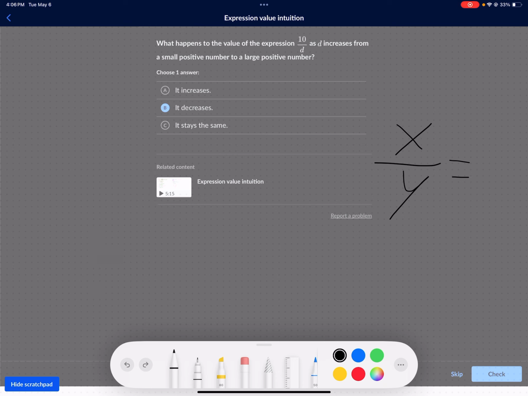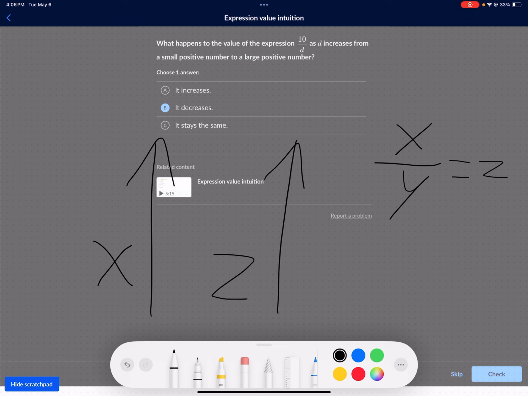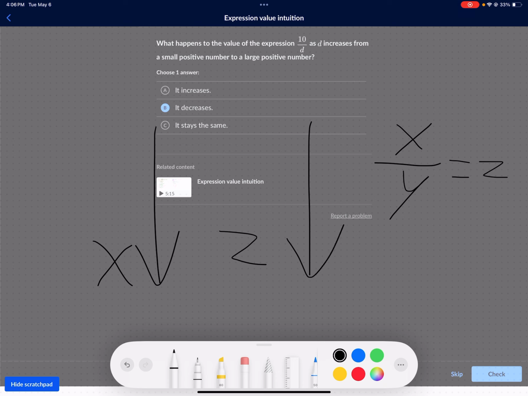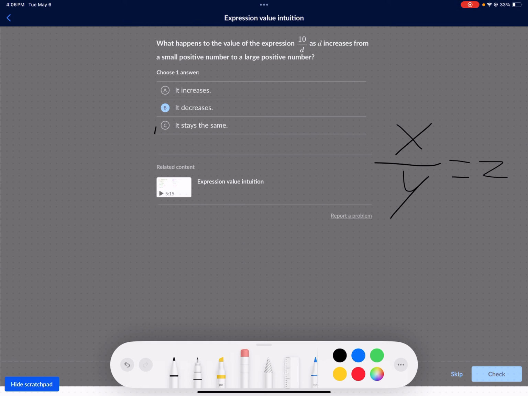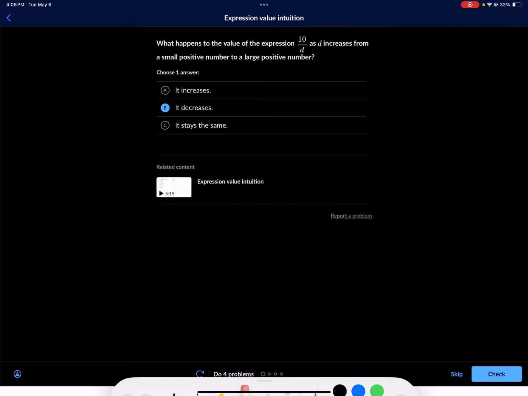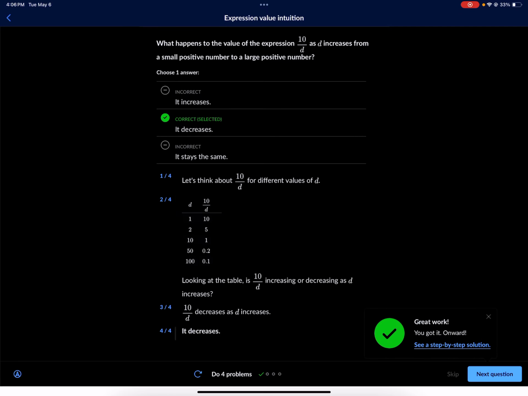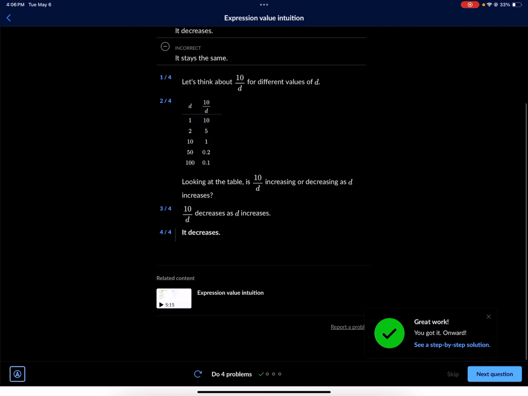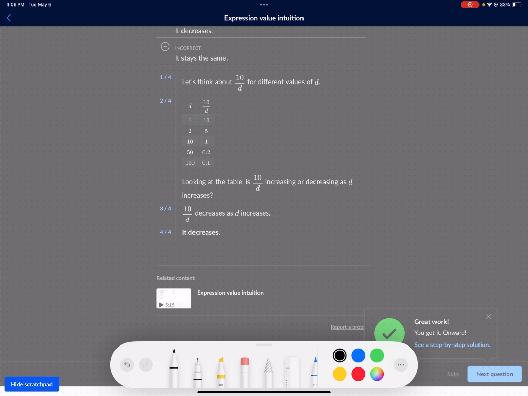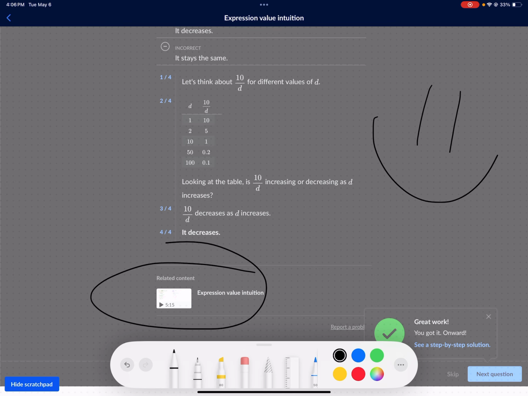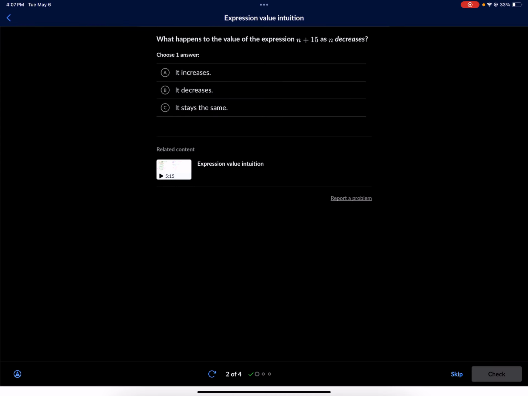And now for x, it's the exact opposite. As x increases, z increases. As x decreases, z decreases. So for y, think opposite. For x, think the same. So that's something we'll use a lot. So it decreases. So here's the answer explanation. If you got that right, good job. Here's the video, and happy studying. You can ask for some help as well.